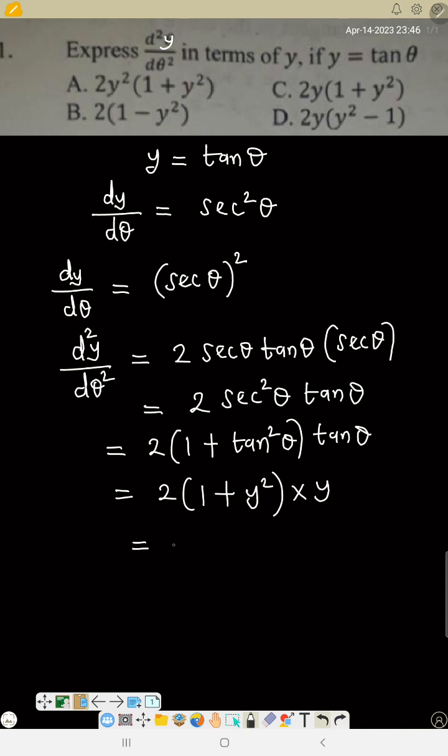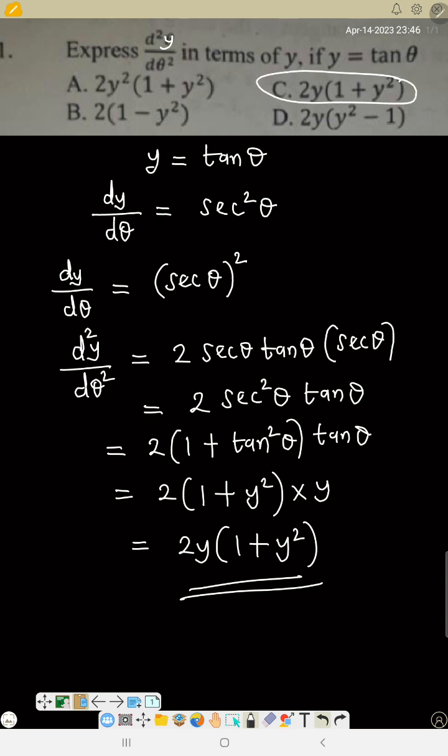So this is the same thing as 2y(1 plus y²). So I've expressed my answer in terms of y. The correct answer is C, 2y(1 plus y²). So that is number 1. Now let's see number 2.